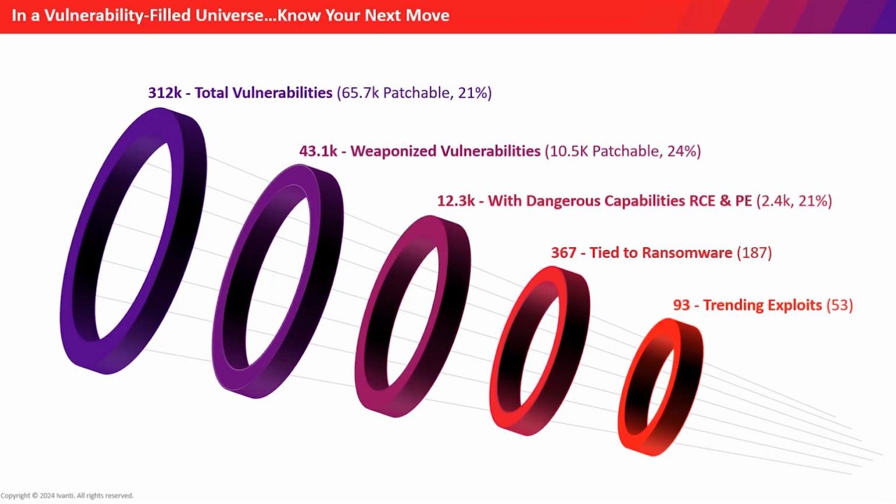When I say trending, what we're doing is monitoring those 312,000 vulnerabilities and looking to see what's actually being actively exploited in the last 30 days, and surfacing that to customers so they have an idea where they should start, what attackers are actively looking at and utilizing. Then work your way up to what's tied to ransomware and then the dangerous capabilities up the ladder.